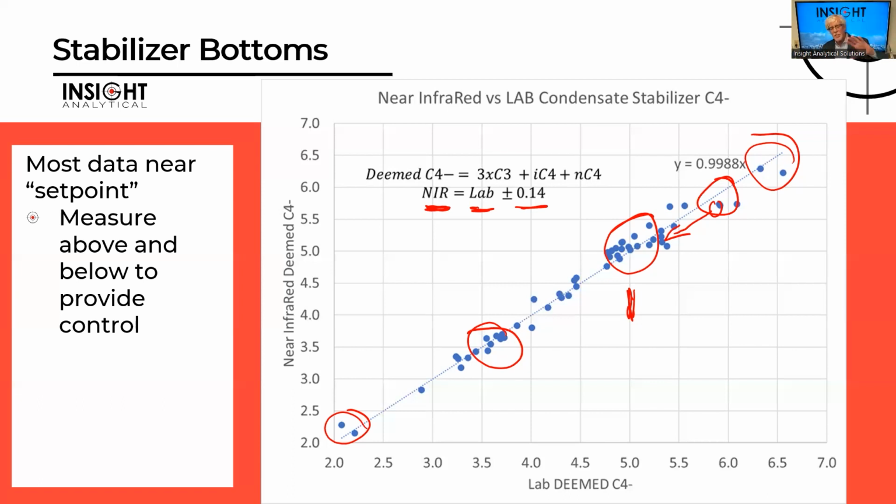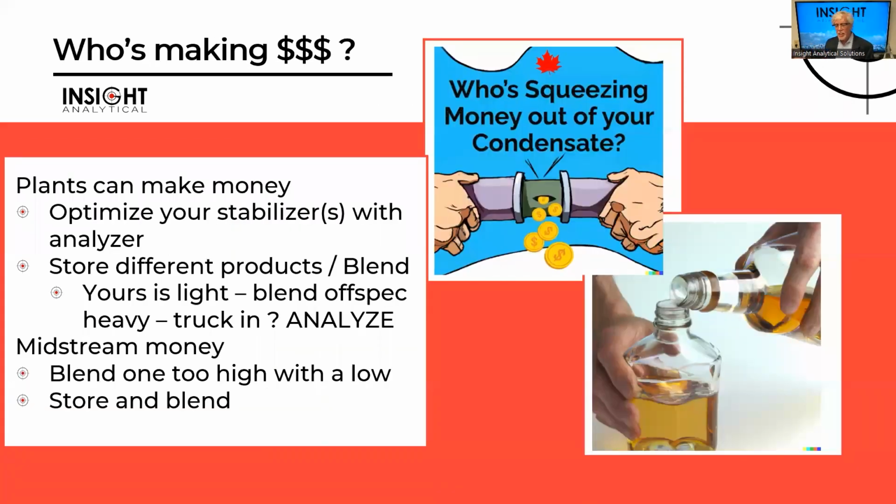The analyzer lets you deal with other plant upsets as well, because they may affect how the condensate stabilizer is running. So you gotta think, and some people have argued with me, well, the money can't just go away. I didn't just lose the money. The money had to go someplace. And it did. The question is who's getting the money?